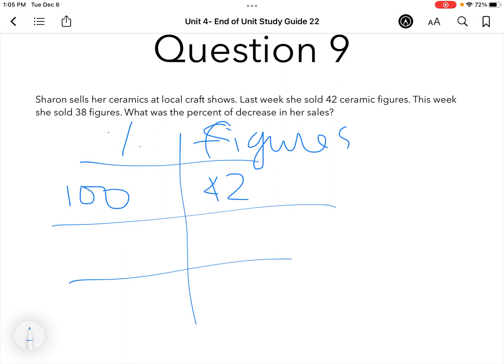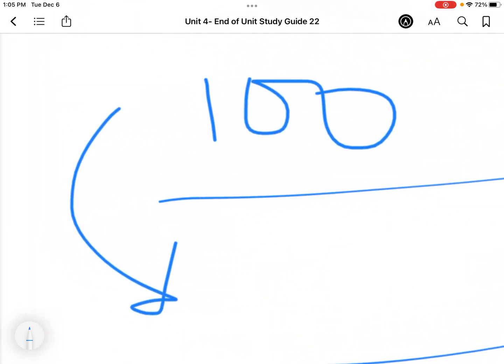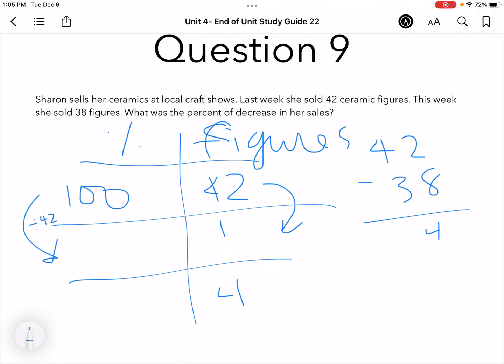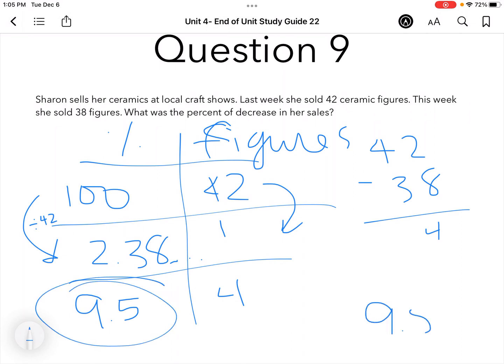Then I have to figure out the difference. So 42 minus 38 gives me 4. So it changed by 4. So I'm going to divide by 42. So 100 divided by 42. I get 2.38, a whole bunch of junk, then times 4. And I get 9.5. So 9.5% decrease.